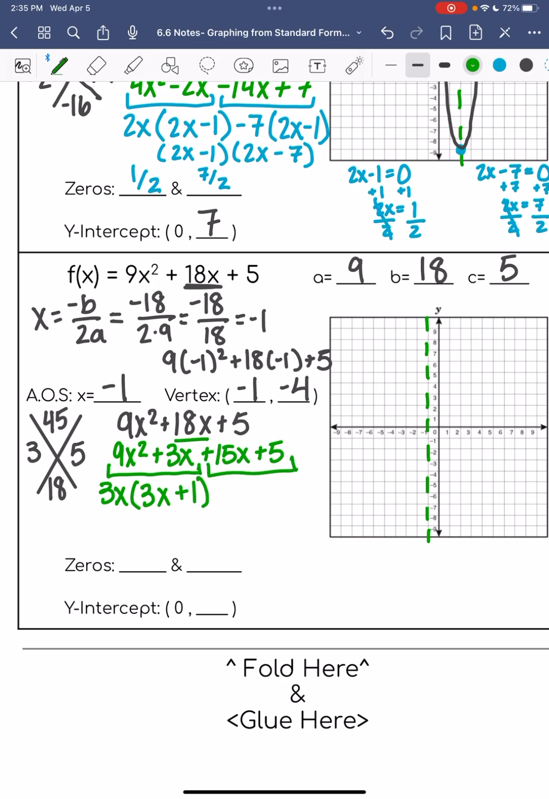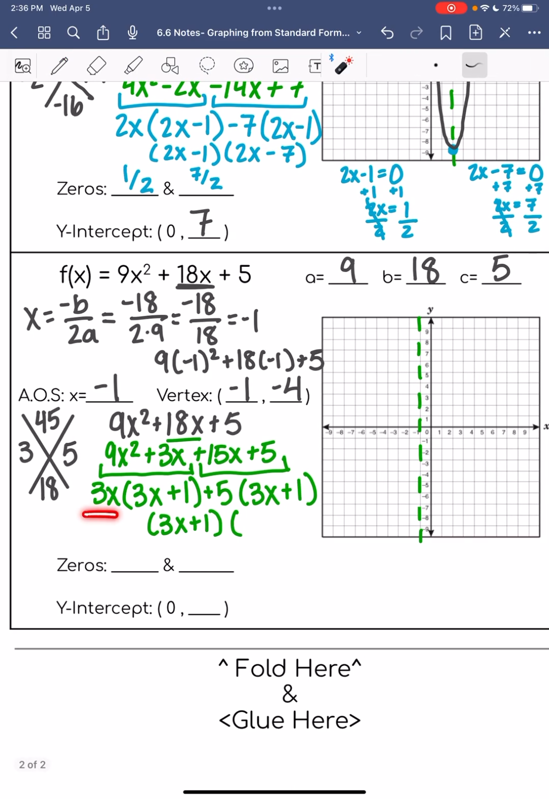From 15x and 5, I can divide a 5 out of both of those. 15x divided by 5 is 3x. 5 divided by 5 is 1. From there, my matchy-matchy guys are the 3x plus 1. And then the rest of my other factor comes from this 3x and this 5, and it is 3x plus 5.